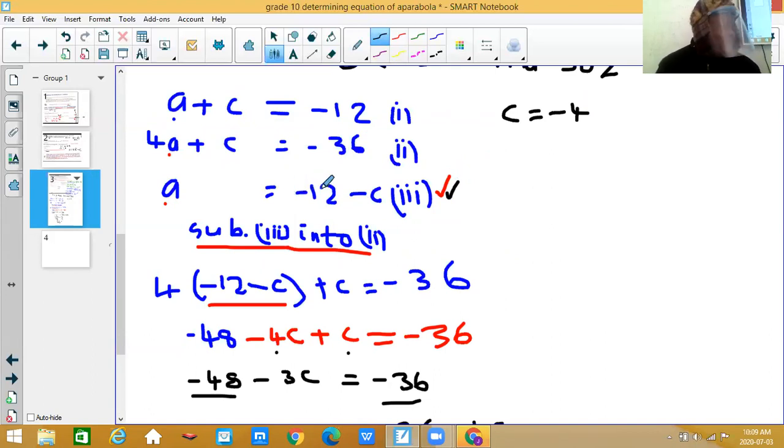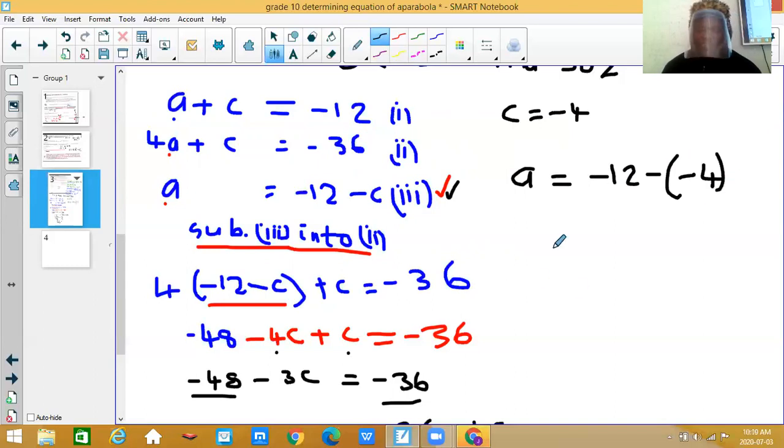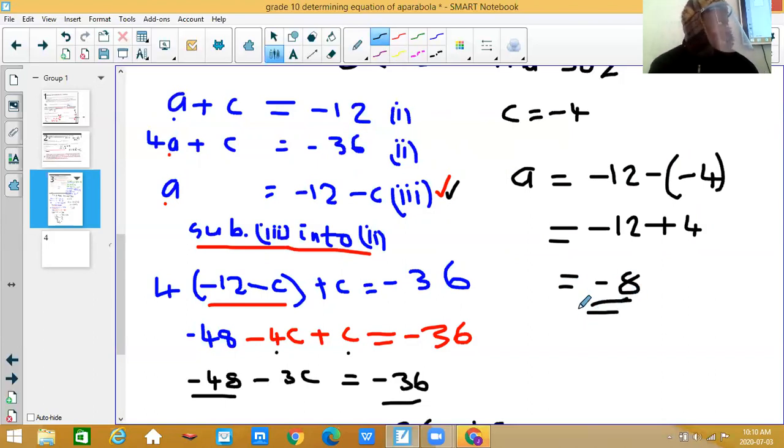But in this case, in order to find A, it is going to be negative 12 minus negative 4. I want someone to finish off this one. This is negative 12 plus 4. Perfect. And what is our answer? Negative 8. Excellent. Now we've got the values of A and C.